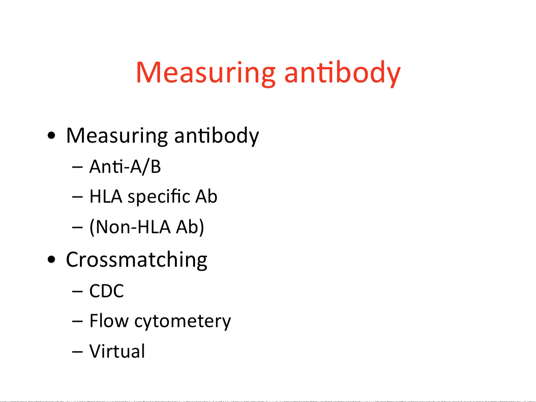So how do we measure antibody? Well, we need to be able to measure antibody against the isohemagglutinins, anti-A and anti-B. We need to be able to measure HLA-specific antibody. And in some circumstances, we may want to measure non-HLA antibody. I'm not going to talk about that. It's beyond the scope of this talk. It's something you may want to look into yourselves. And then we need to be able to do a final cross-match to make sure we're not going to get an early antibody-mediated rejection. And there are different techniques for doing this.